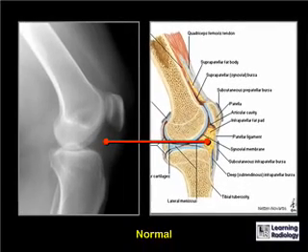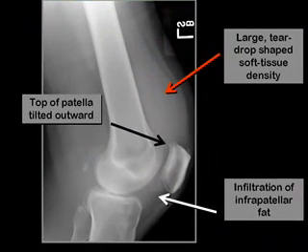This is an example of a suprapatellar effusion. You can see there is a large oval-shaped soft tissue density just above the patella. The top of the patella is tilted forward, and there's actually some infiltration of the infrapatellar fat.